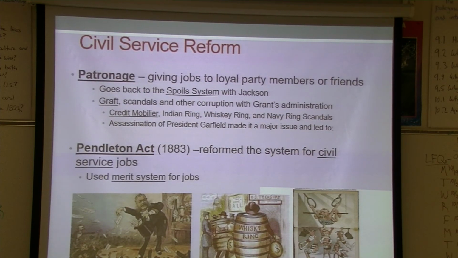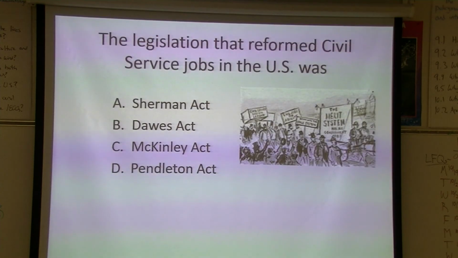What it will do is try to take away patronage, where it's so much who you vote for. And all except for our top jobs use the merit system. You're going to go more in depth in this in your government class, especially if you take AP. But this is where we will have the reform of the service jobs.